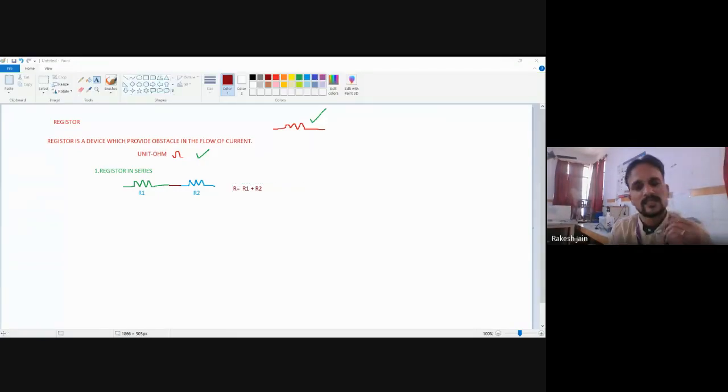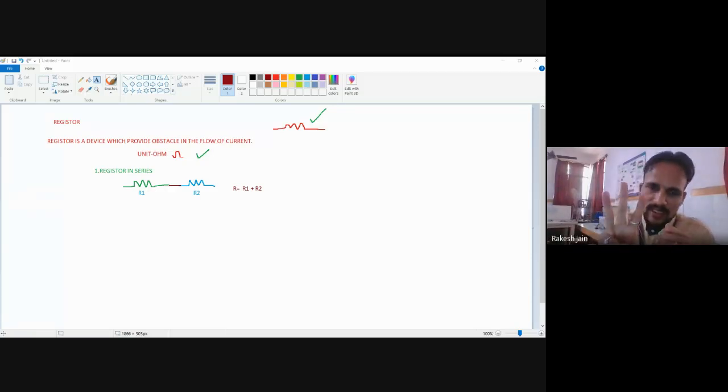The total resistance is definitely equal to the sum of all those four resistances. So the total resistance will be R1 plus R2 plus R3 plus R4. Okay, so the meaning of resistance in series is very simple. Whenever one terminal of a resistor is connected with one terminal of another resistor, then this is known as a series connection.